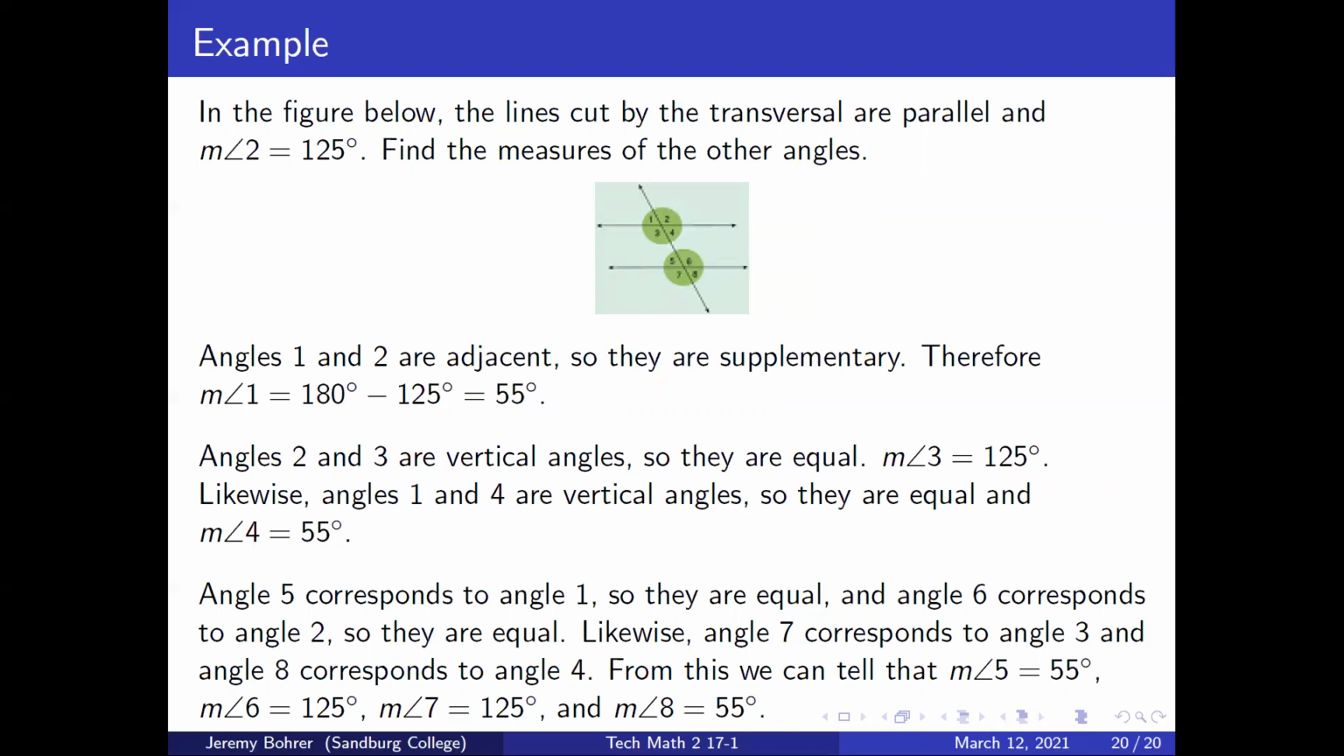Likewise, angles 1 and 4 are vertical angles, so they are equal, and the measure of angle 4 is 55 degrees. Angle 5 corresponds to angle 1, so they are equal, and angle 6 corresponds to angle 2, so they are equal. Likewise, angle 7 corresponds to angle 3, and angle 8 corresponds to angle 4. From this, we can tell that the measure of angle 5 is 55 degrees, the measure of angle 6 is 125 degrees, the measure of angle 7 is 125 degrees, and the measure of angle 8 is 55 degrees.